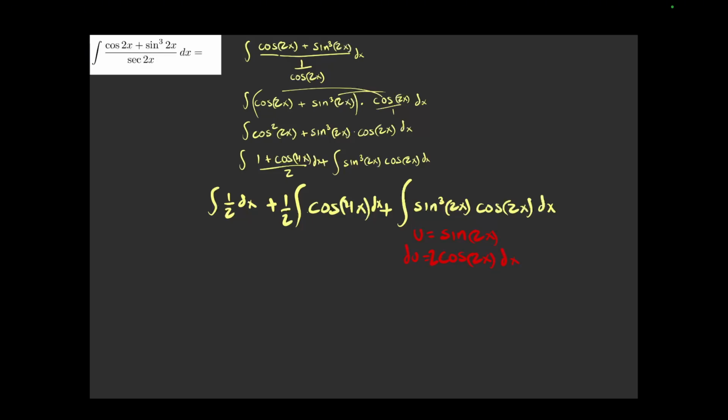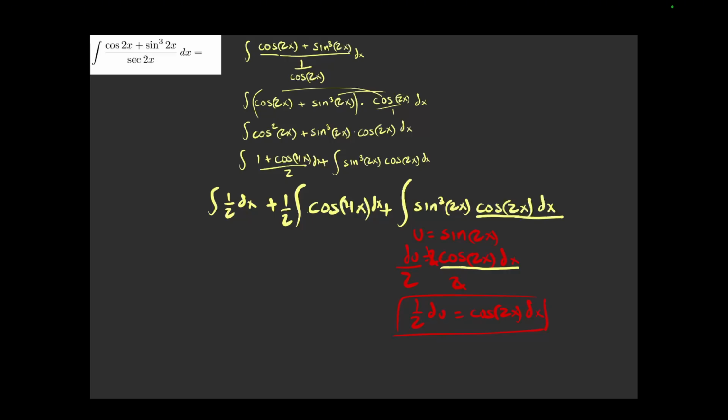So now we have cosine 2x dx right here, and we also have cosine 2x dx here. We're missing the 2, so we have to divide by 2. These 2s cancel. So we have 1/2 du equals cosine 2x dx. Now we can replace everything. I'll do it on the side.